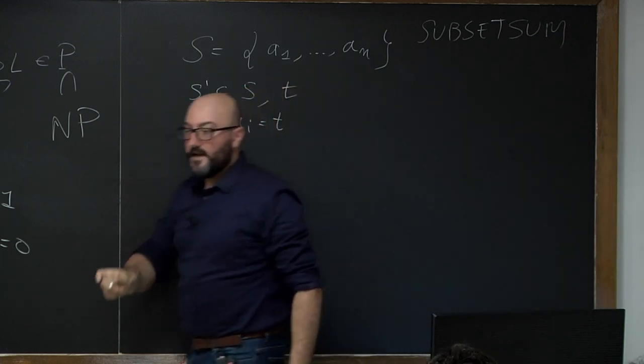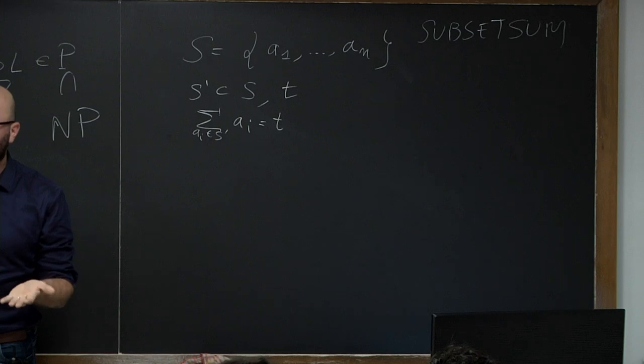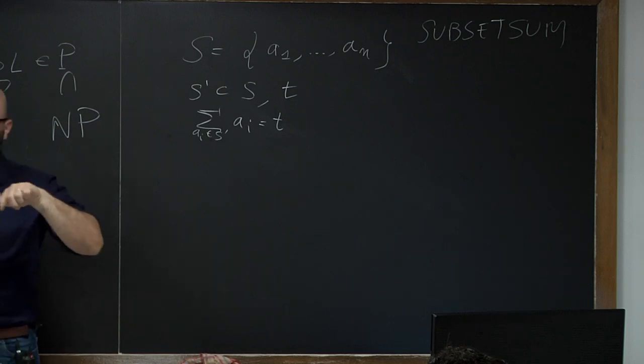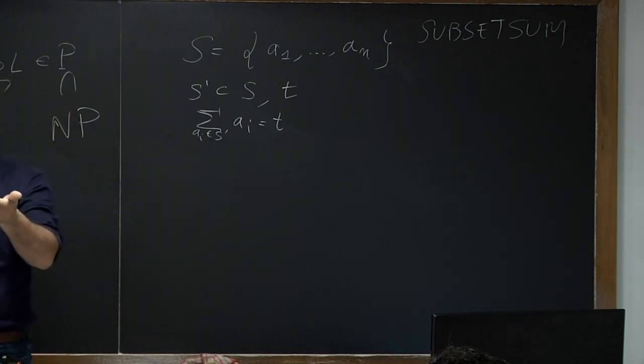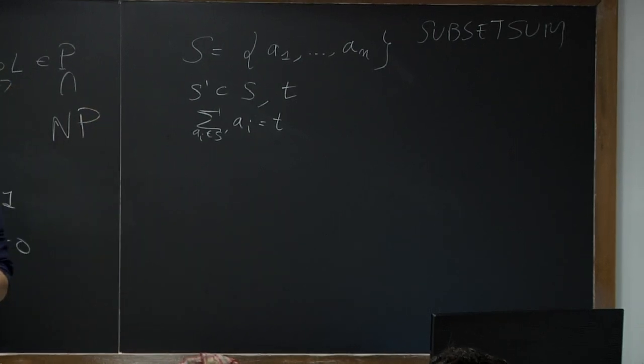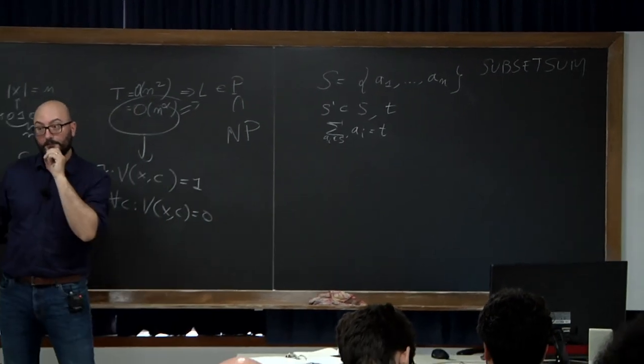Is there a subset of S such that it sums to this target value? This problem is very easy to check, right? Just give me the certificate, which is just the set. And I can verify in polynomial time, summing all the numbers that you gave me. Also, it's impossible to fool me, because if there is no such subset and you give me a purported subset, it's easy for me to check that the sum is not the target.